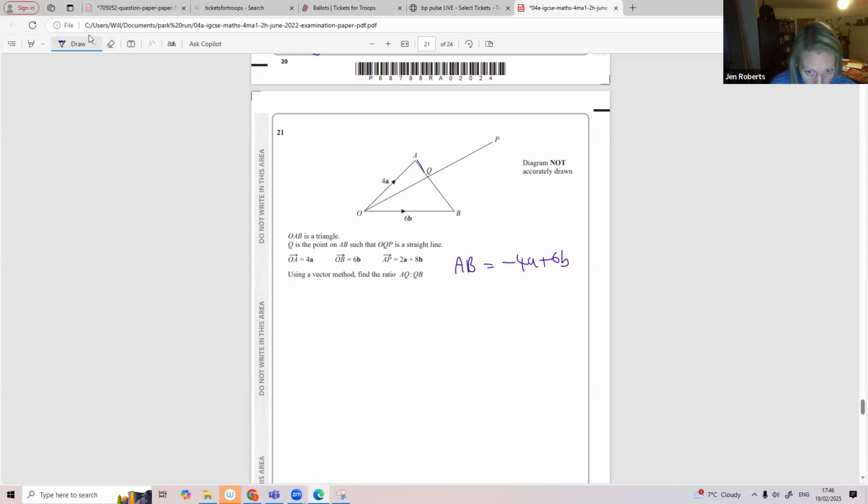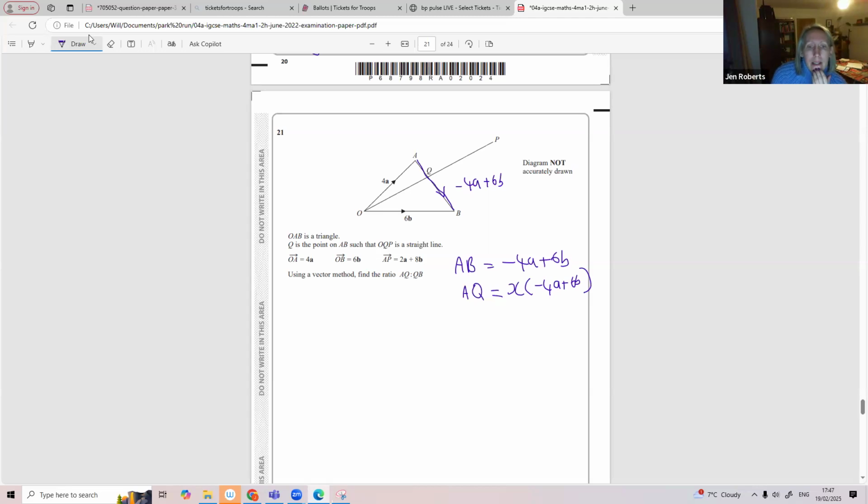Okay, I'm going to put that on here. So we know, right, we do know that Q is part way along that line. So I'm going to put AQ equals X times minus 4A plus 6B. Because it's somewhere, it's like a fraction multiple along that line, if that makes sense. It's not half, it might be a quarter. It's like a quarter way along the line. Don't know what X is then.